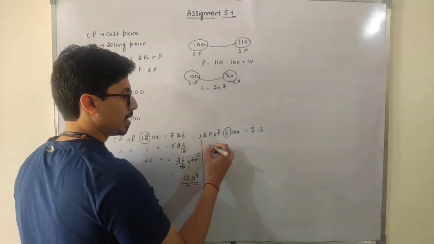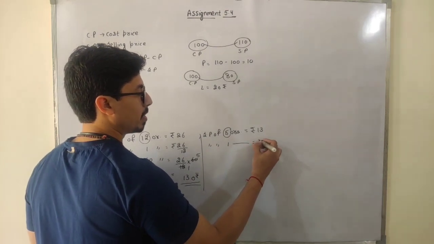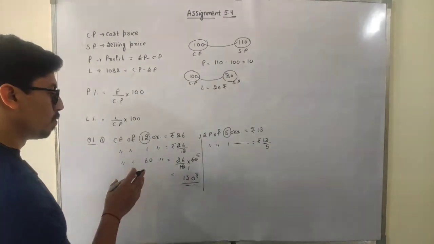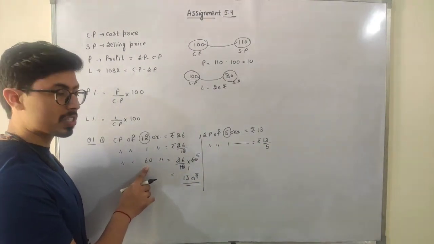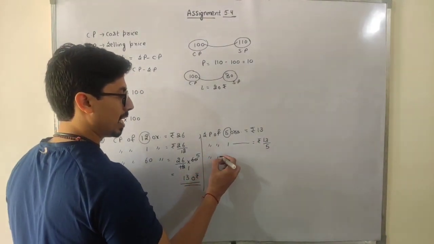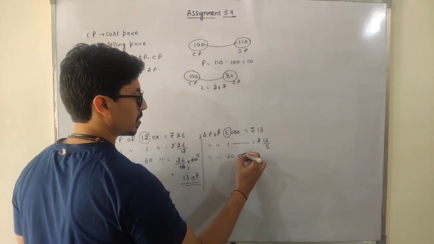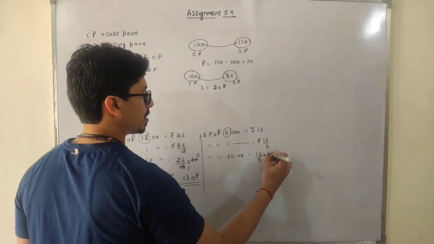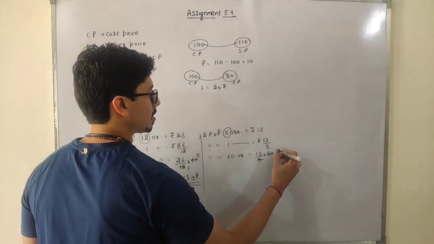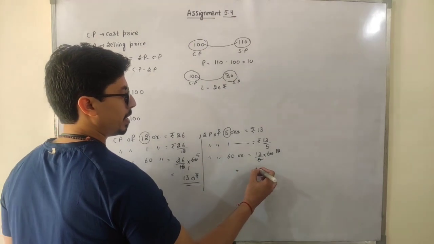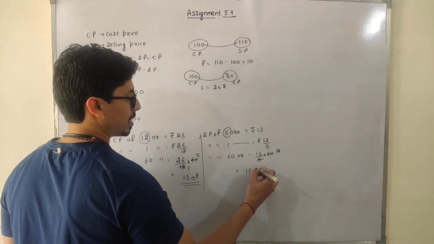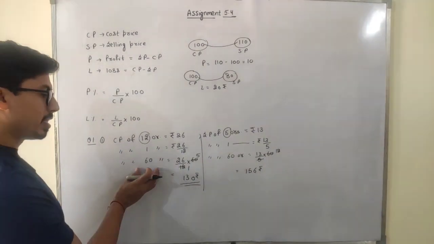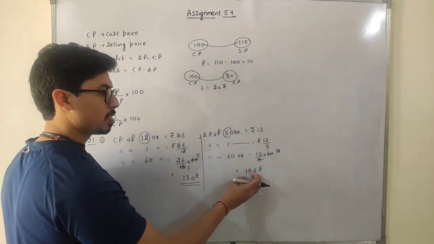Similarly, the selling price of one orange will be rupees 13 by 5. But here we have found out the cost price of 60, so I will find out the selling price of 60 oranges. It will be 13 by 5 multiplied by 60. So if I just multiply them, it will be 156 rupees. Now CP is 130, selling price is 156.